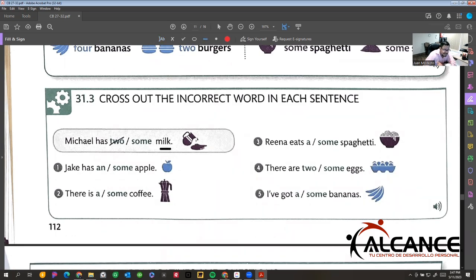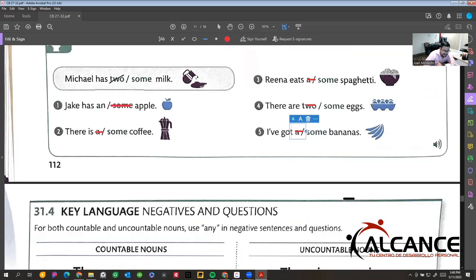So for this one, you just have to pick the correct one. Jake has an apple. There is a coffee. Nope, there is some coffee. Sorry. Porque está el café dentro, right? There is some coffee. Rina eats some spaghetti porque no se puede contar, right? There are some eggs. You cannot say 2 porque no se pueden contar.